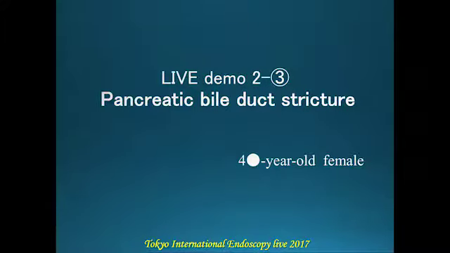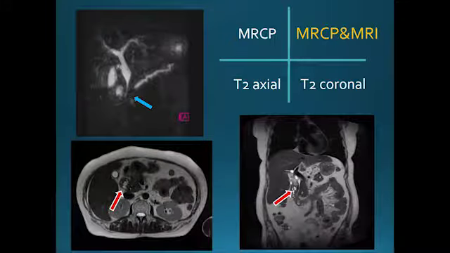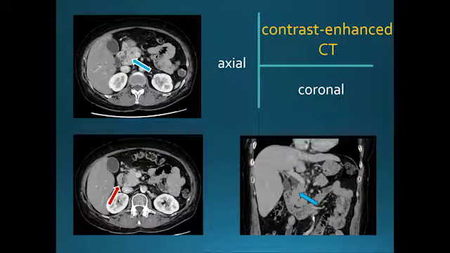The next case is a 40-year-old female with distal common bile duct and pancreatic duct stricture. The patient presented with painless jaundice. CT scan revealed stenosis of the distal common bile duct and the main pancreatic duct. The patient was scheduled for ERCP.